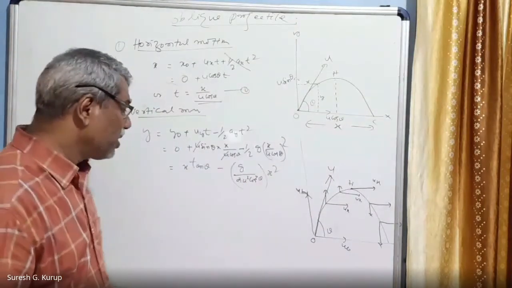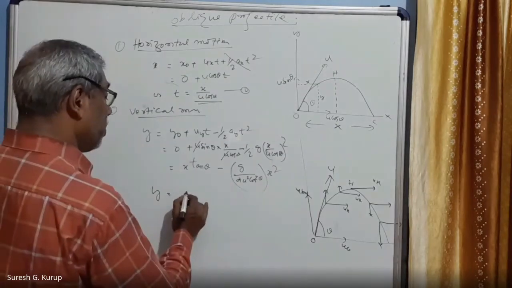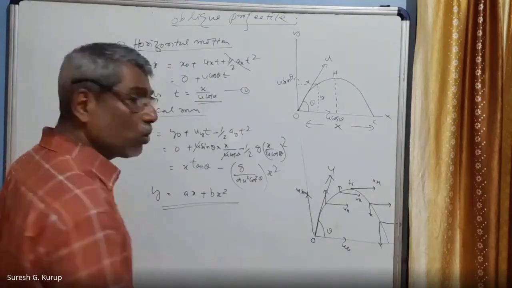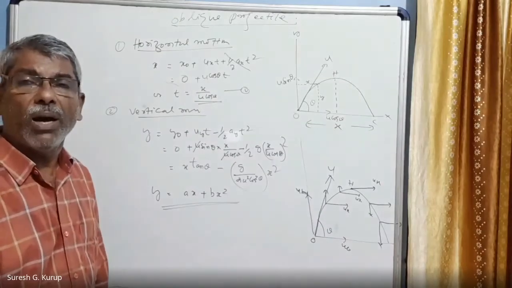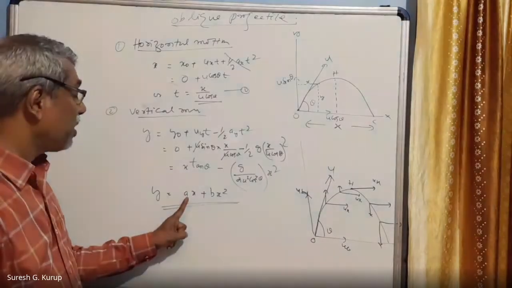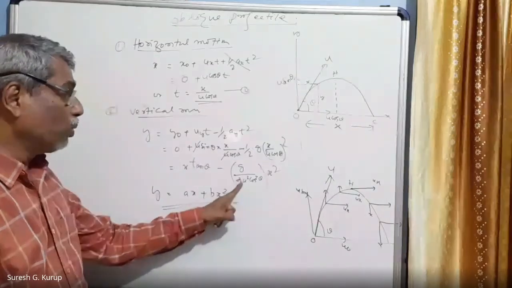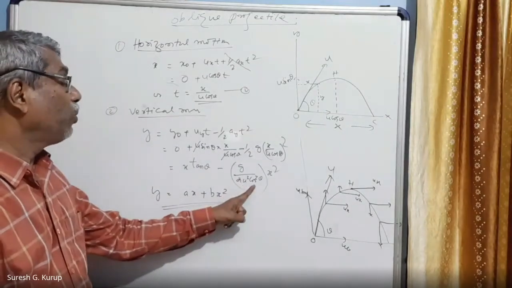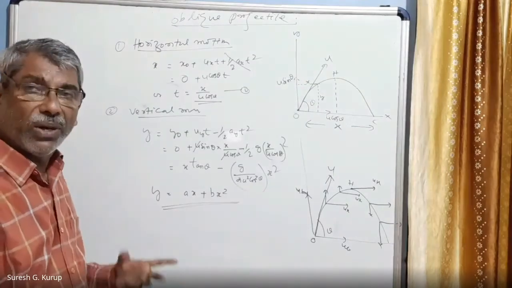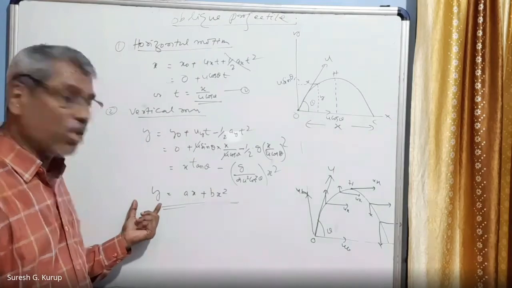So this is in the form y is equal to ax plus bx square. Ax plus bx square is the equation of a parabola. So what is a? A is equal to tan theta. What is b? B is equal to g divided by 2u square cos square theta. So a and b are constants. When a and b are constants, the expression y is equal to ax plus bx square is a total parabola.